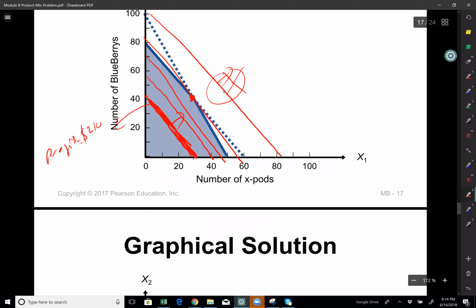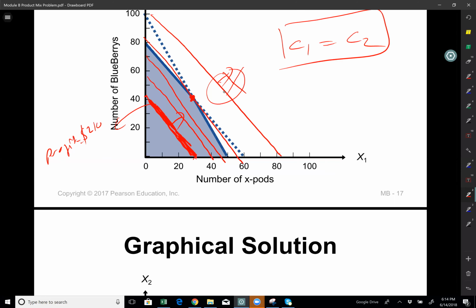But you see here, this red line has a feasible point right here at this dot. That dot is actually the intersection point between constraint 1 and constraint 2. That's the dot where my ISO profit line, which is this line right here, leaves the feasible region. So that's the best possible point.